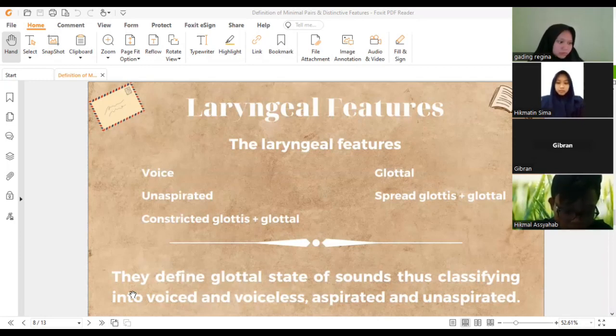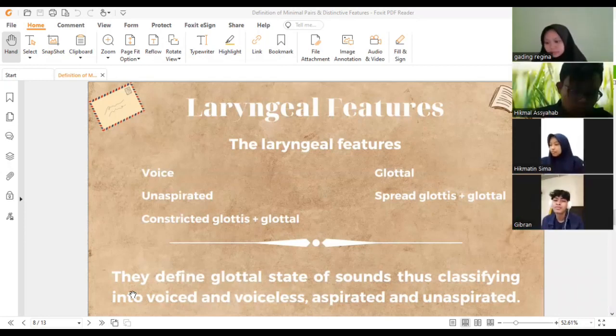Next, Sid Martin Sima will explain about place of articulation features and others. So I will give time for her. Okay, thank you, Gibran, for the time. Now I will explain the subpoints from what was explained by Gibran.